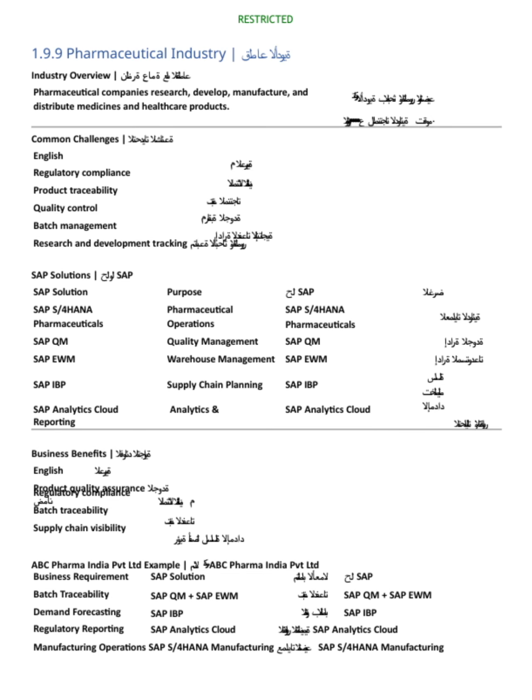Let's take a closer look at how SAP solutions support manufacturing operations in the pharmaceutical industry. From quality management and warehouse operations to supply chain planning and analytics, these tools help ensure batch traceability, regulatory compliance, and demand forecasting. By integrating SAP S/4HANA with SAP QM, EWM, IBP, and Analytics Cloud, companies like ABC Pharma India can improve product quality, increase supply chain visibility, and meet strict industry regulations. This comprehensive approach addresses common challenges and drives operational excellence in pharma manufacturing.